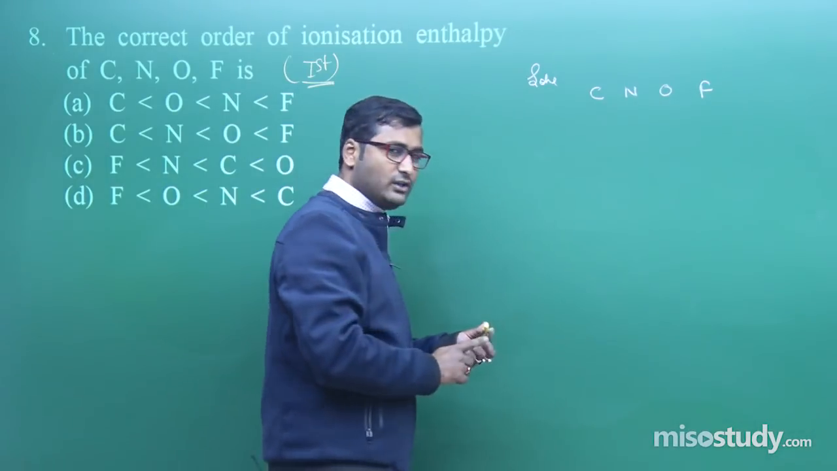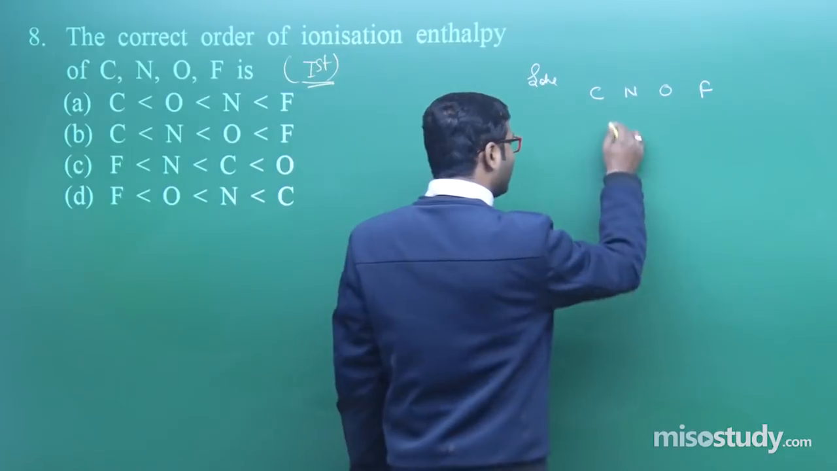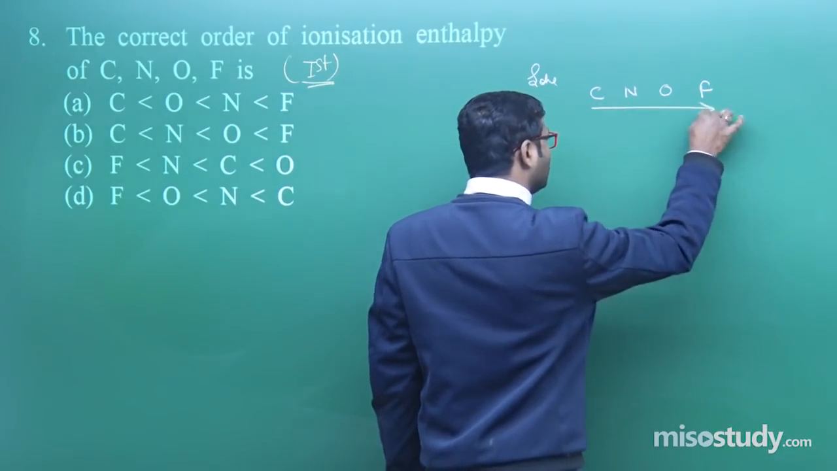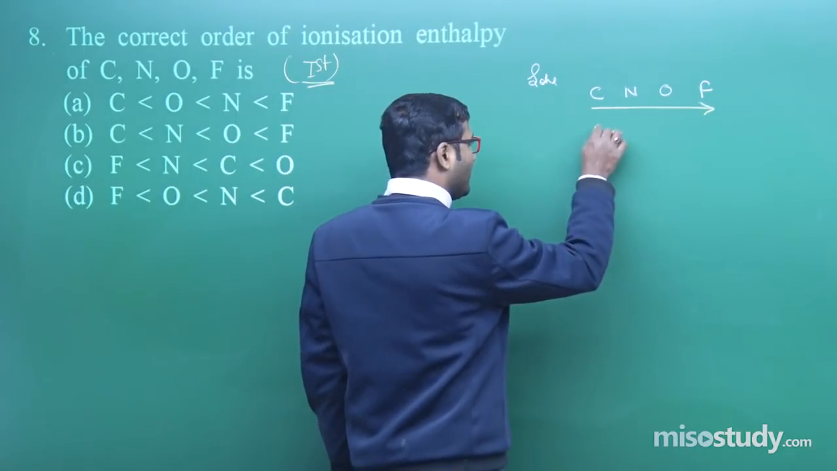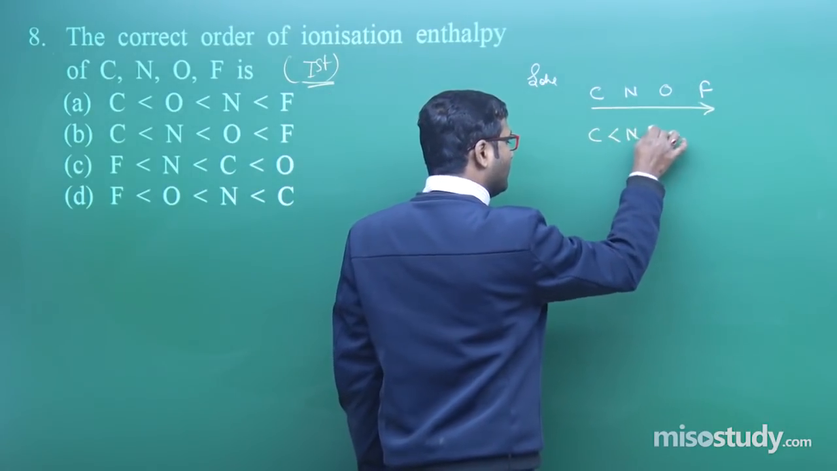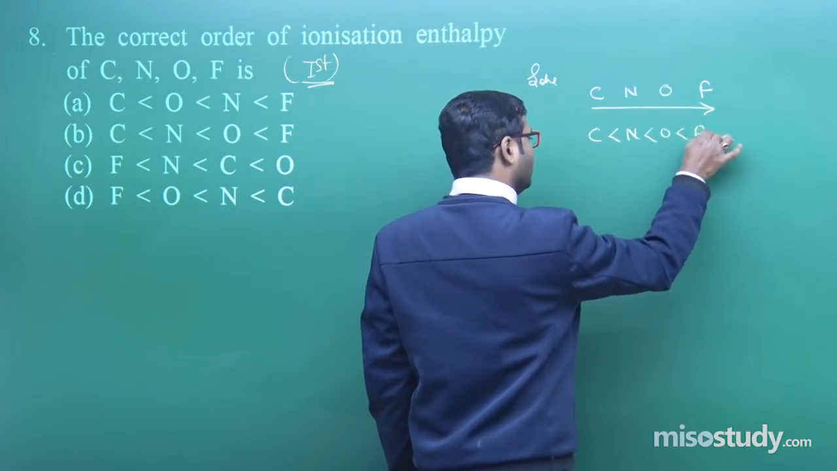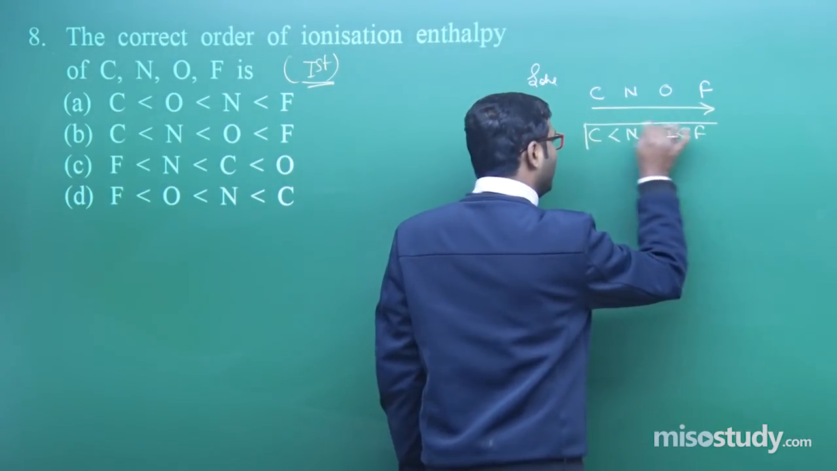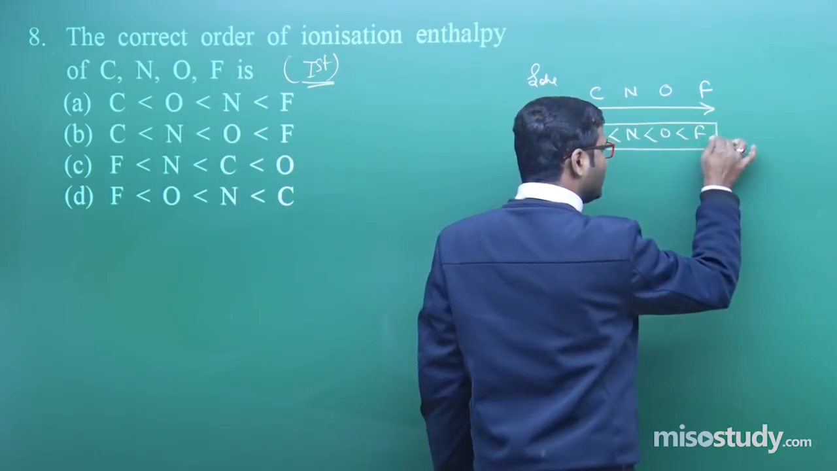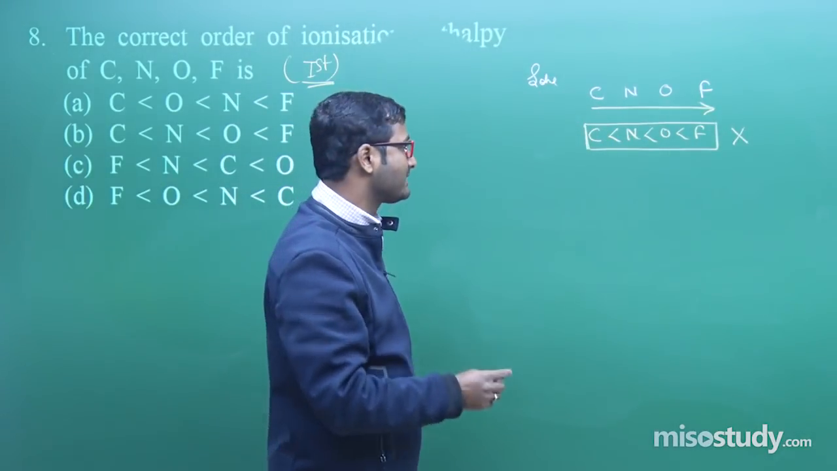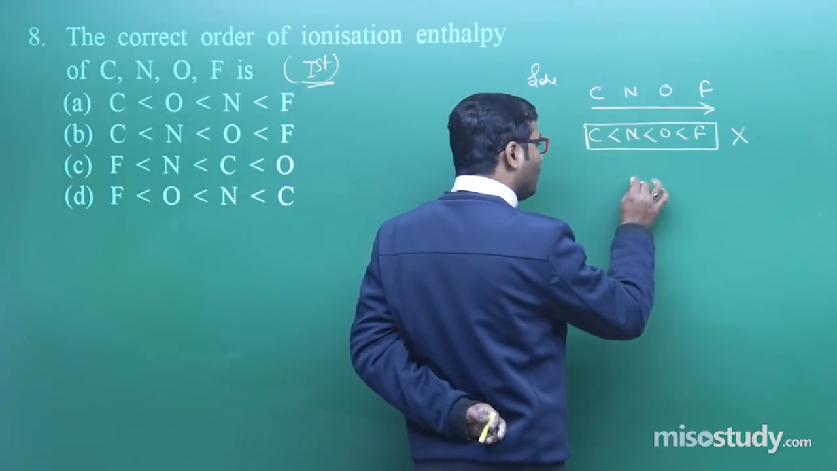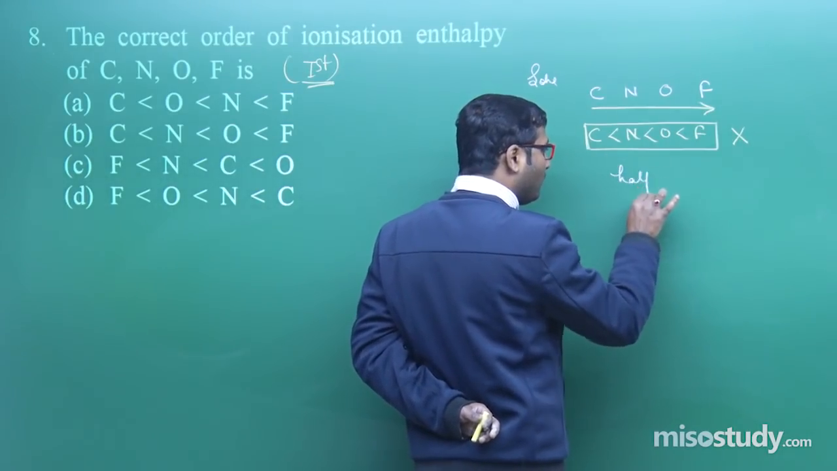As we know the general trend, when we move along the period, ionization energy increases. So the order should be carbon, nitrogen, oxygen and fluorine. But during our lecture, we went through this and saw that this is not a correct explanation. This is not the correct answer. What should be the answer? We know half-filled and fully filled subshells.